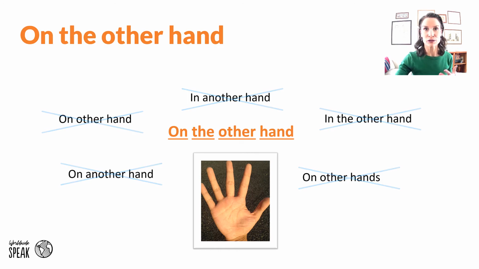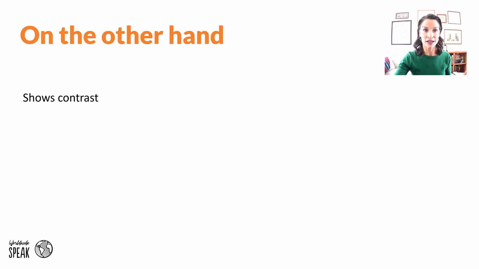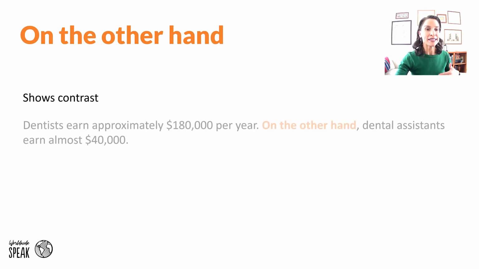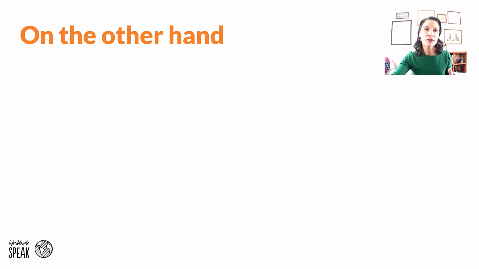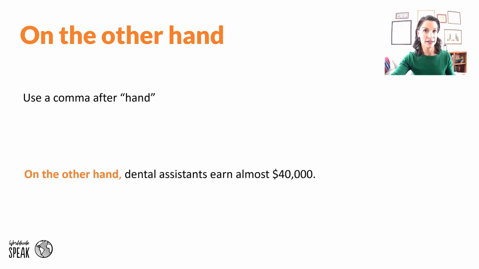A couple of other things to remember. Like I said, it shows contrast. For example, dentists earn approximately $180,000 a year. On the other hand, in contrast, dental assistants earn almost $40,000. You are going to use a comma after hand. On the other hand, comma, dental assistants earn almost $40,000.